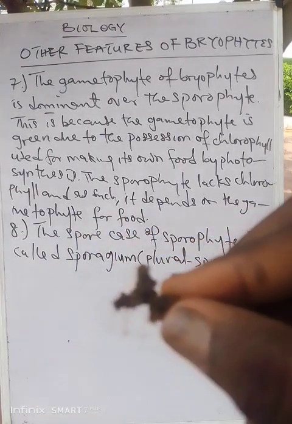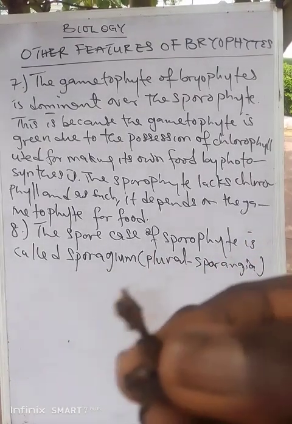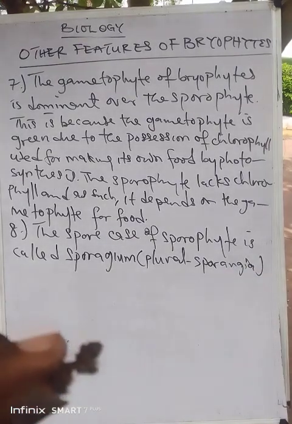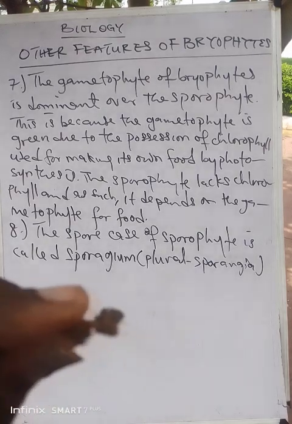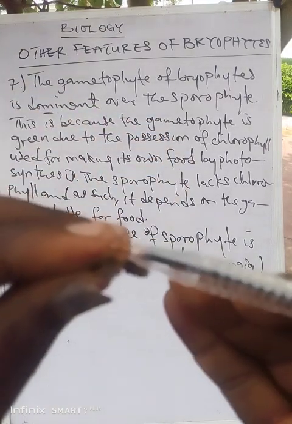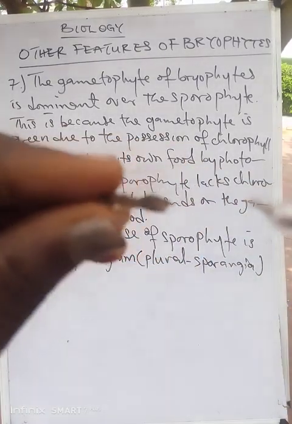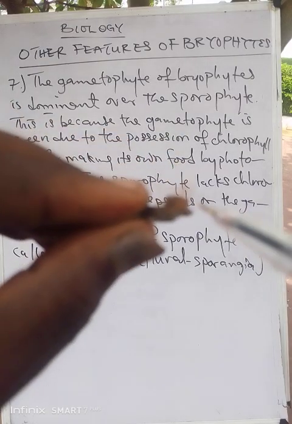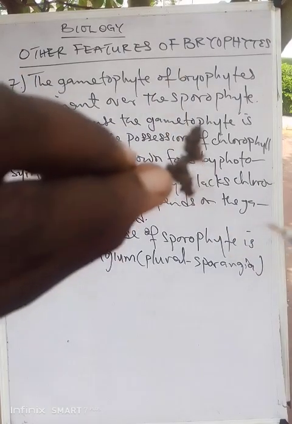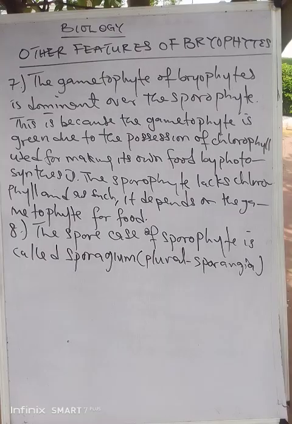Look at the sporophyte. You will see they are tiny things. On its head, it has a spore case, which is the sporangium. Now let me use a pen to show. Look at the sporangium here at the top. You can see that is the spore case.